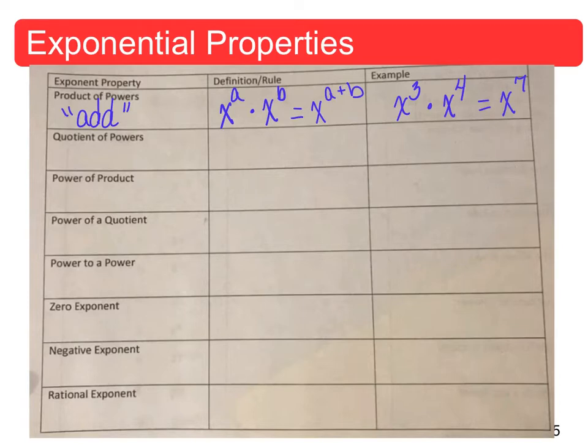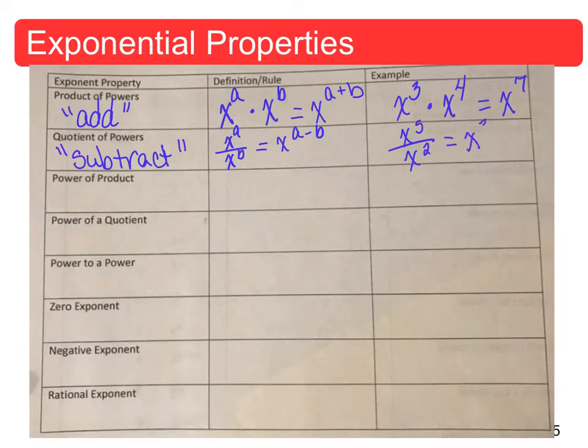Now, our quotient of powers is going to be when I have the same base and I am dividing those 2 bases. So I have x to the a power divided by x to the b power. When I have that, and they are the same base, then I subtract those exponents. Okay? So my key word there is going to be subtract. So if I have x to the 5th power over x to the 2nd power, so I'm dividing, that is going to be x to the 3rd power. Okay? I subtract.